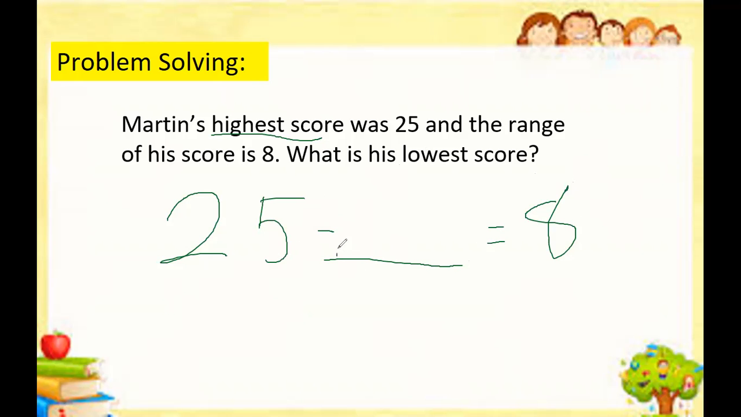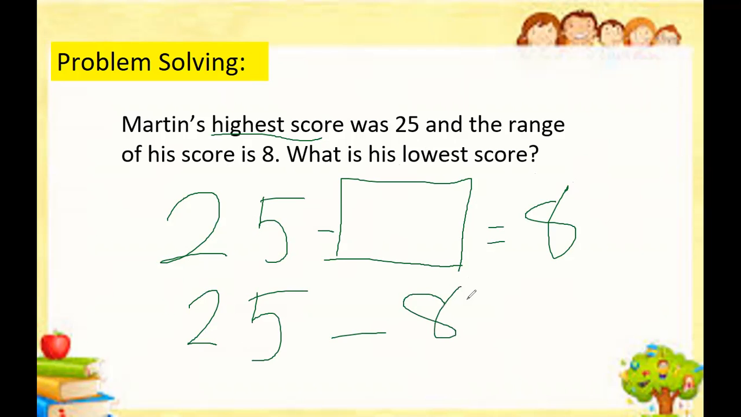So that we can find this, we need to subtract 25 minus 8, which is 17. Okay, so if we check 25 minus 17, it will give us 8.